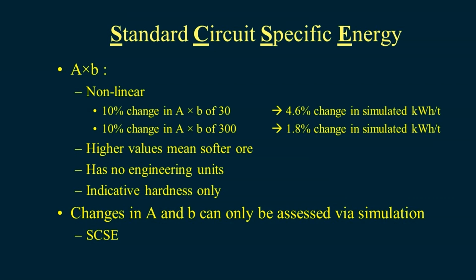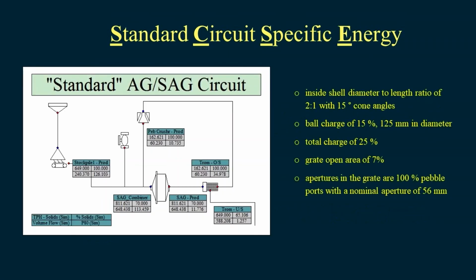So what we decided to do is to develop a standard output from the drop weight tester, which was linear rather than being non-linear. And that basically was looking at the output from a simulator. And there's the simulator circuit. It's a JK SimMet circuit. It is the same circuit we use every single time. Every time an A times B is generated, effectively that number is run through that SABC circuit, and the specific energy that it generates is quoted in the JK drop weight test report that clients receive.